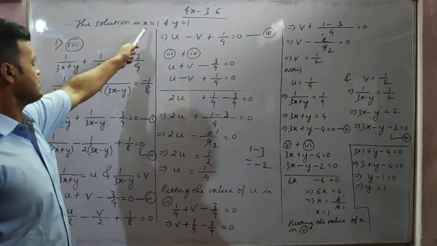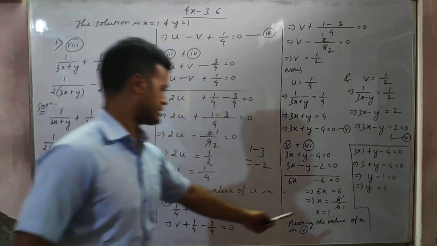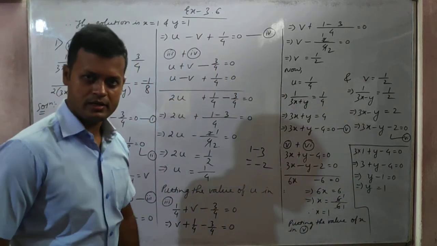Therefore the solution is x equal to 1 and y is equal to 1. See, x is equal to 1 and also y is equal to 1. Is it okay?